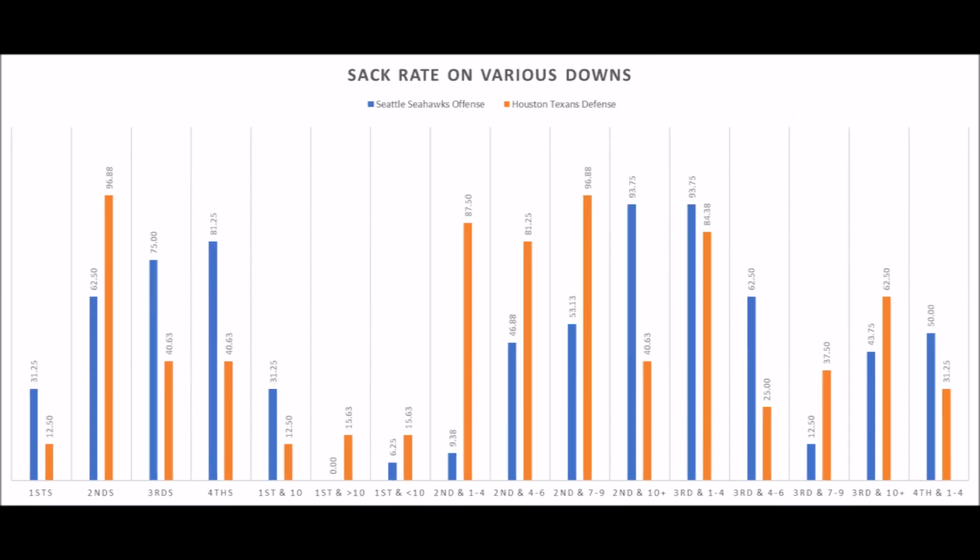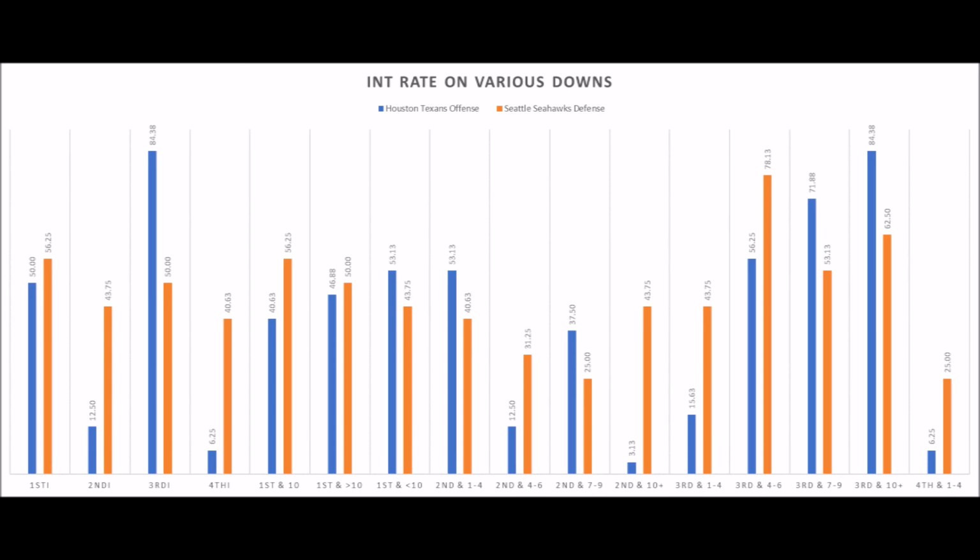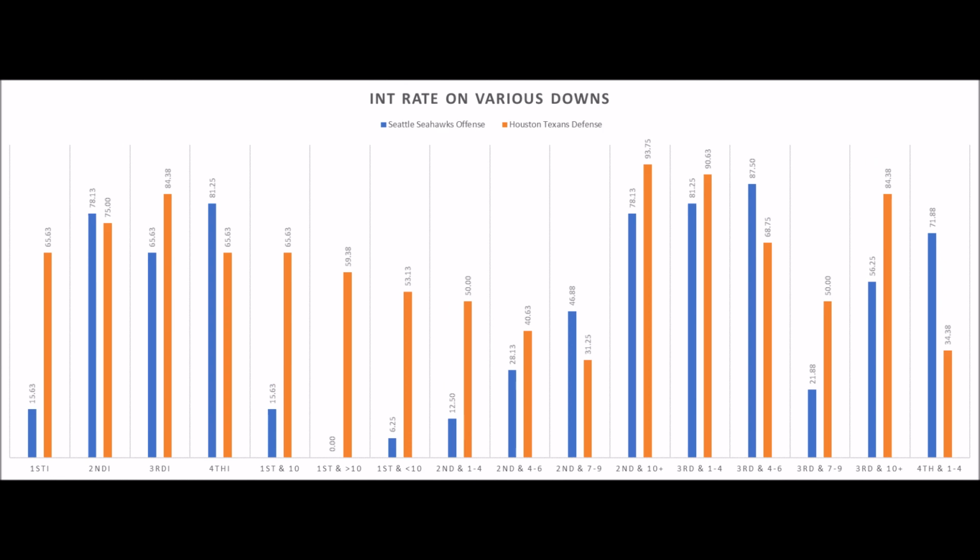Then you look at the Seahawks offense versus Texans defense when it comes to sacks. More so favors the Seahawks in terms of first down and third down situations. Then you look at interception ratio of the Texans versus Seahawks, and this more so favors the Seahawks defense in terms of first down and second down situations. And then finally, you look at the Seahawks offense versus Texans defense when it comes to picks or interceptions, and this more so favors the Texans defense when it comes to first down and third down situations.